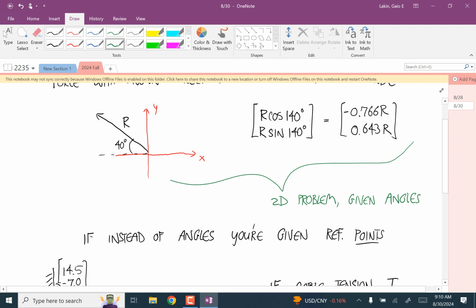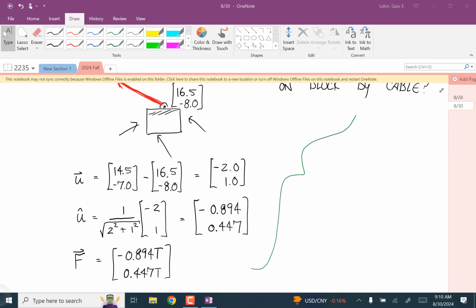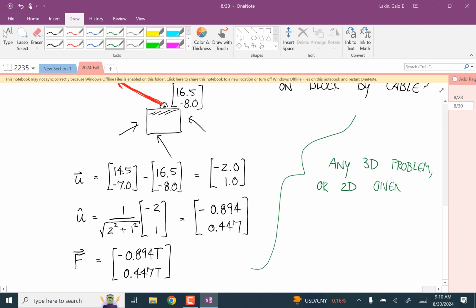Okay, so this first one is if you have a 2D problem and what you're given is angles. This other approach is what you're going to use in pretty much any 3D problem, or 2D problems where you're given points instead of angles. Okay, so any questions?